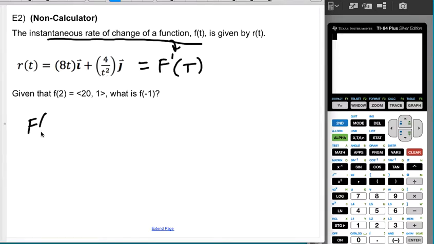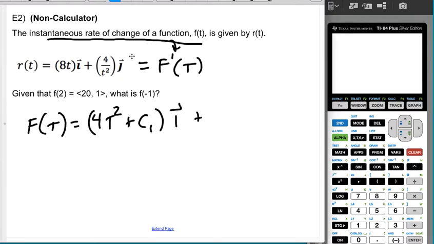So when I do the antiderivatives, the antiderivative of 8t should be 4t squared plus c sub 1, whatever that is in the i direction, plus, so this is a 4t to the negative second. When I do the antiderivative, I'm going to get negative 4t to the negative first plus some c sub 2 in the j direction. Again, the i and j are just directions.